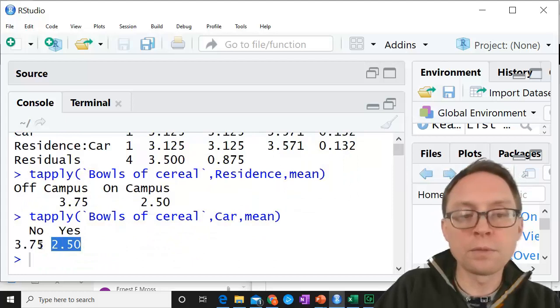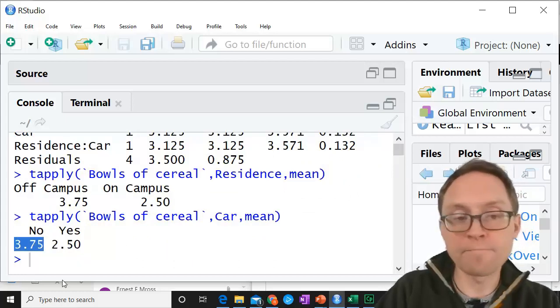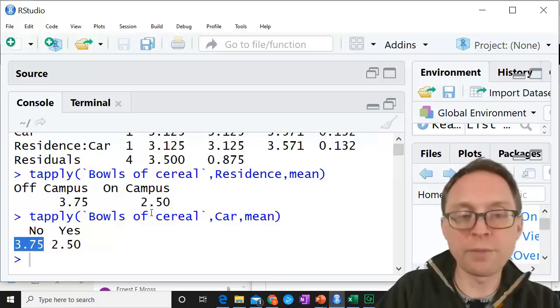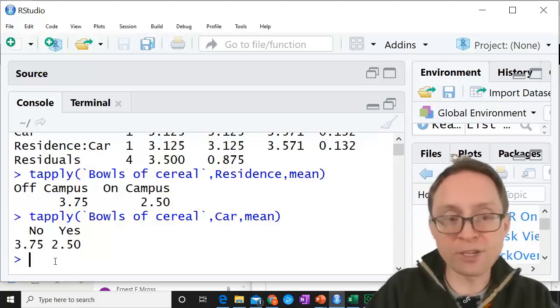People who own a car, the average is 2.5. People who don't own a car, the average is 3.75. Okay, these are our marginal means for the main effect of car. But now we need to talk about the interaction term.